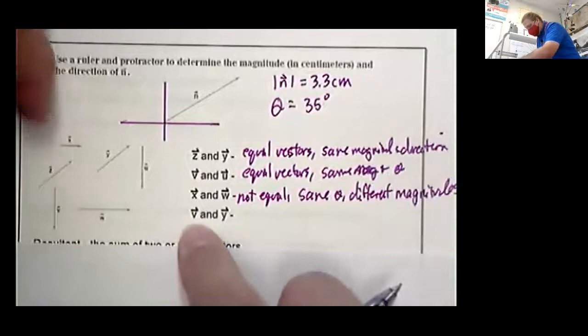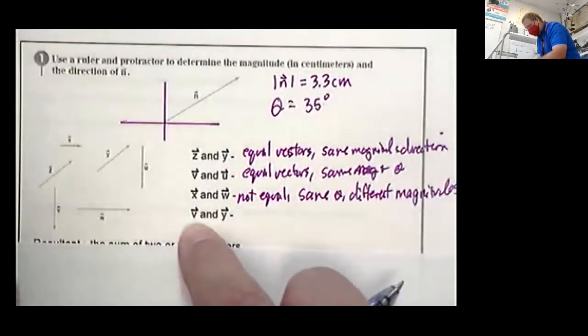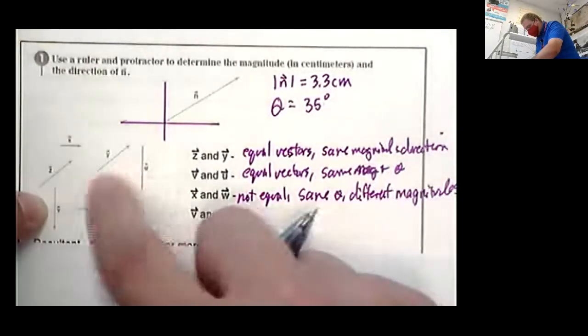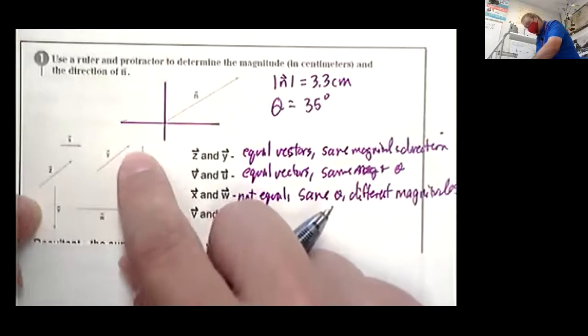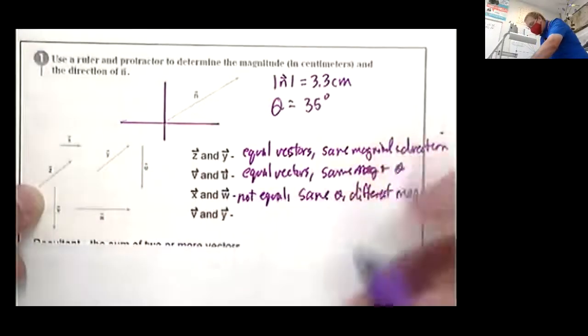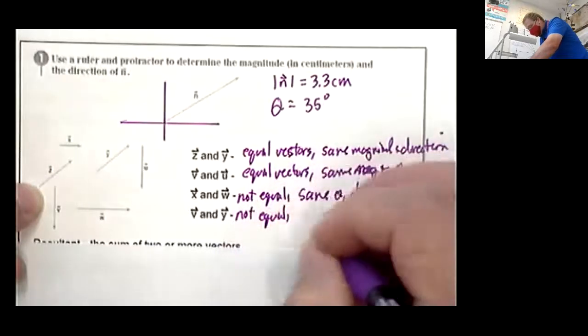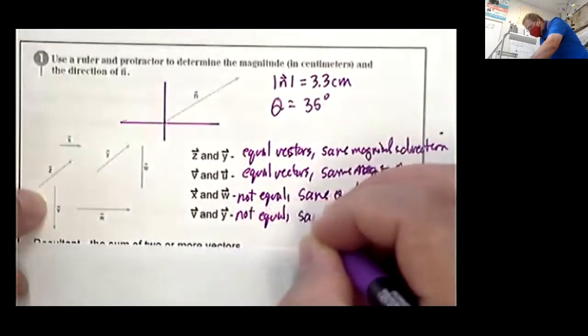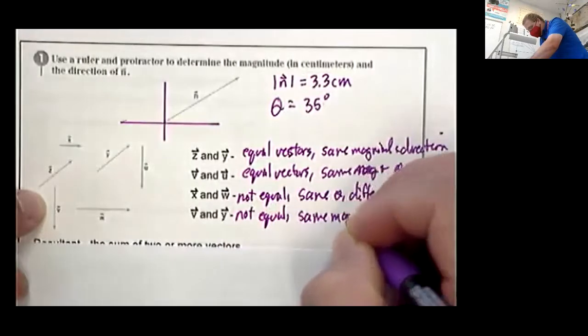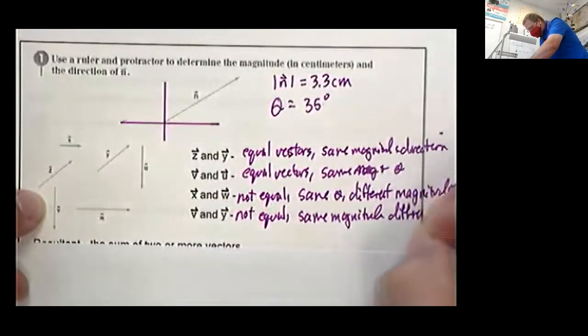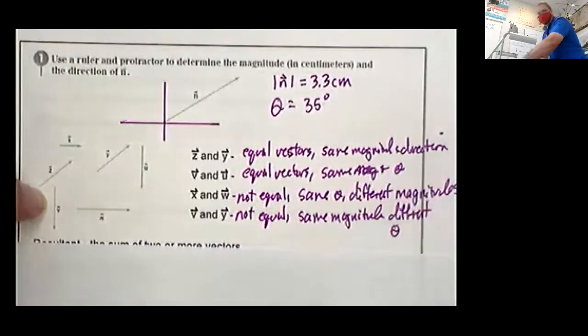And let's look at the last two, vector v and vector y. Vector v is going down, vector y is going up to the right. So they have different directions, but what do you notice? They are the same length. So they're not equal because both have to be true. They have the same magnitude, but different directions, which I'm going to abbreviate as theta.